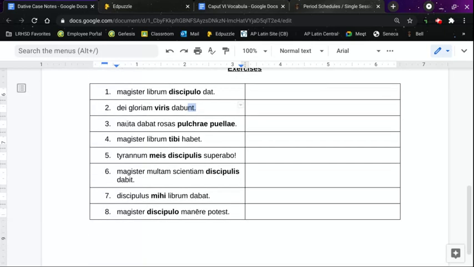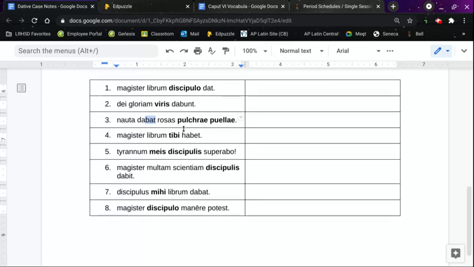All right, number three, the sailor, dabat is in the past tense. The sailor was giving roses to the beautiful girl. It's was giving because of the imperfect tense ending. You could also say gave. The sailor gave roses to the beautiful girl.